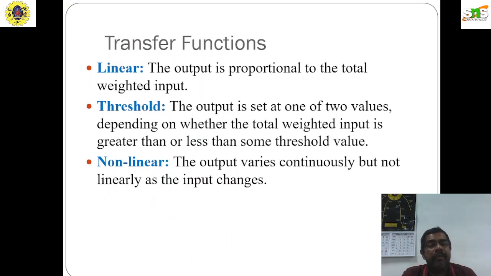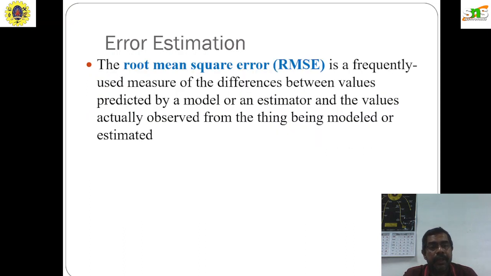In transfer functions, there are 3 types: linear, threshold, and non-linear. In linear, the output is proportional to the total weighted input. In threshold, the output is set at one of 2 values, depending on whether the total weighted input is greater than or less than some threshold value. In non-linear, the output varies continuously, but not linearly, as the input changes.